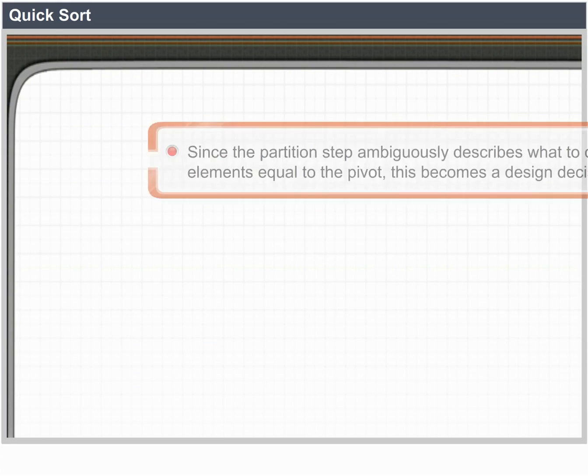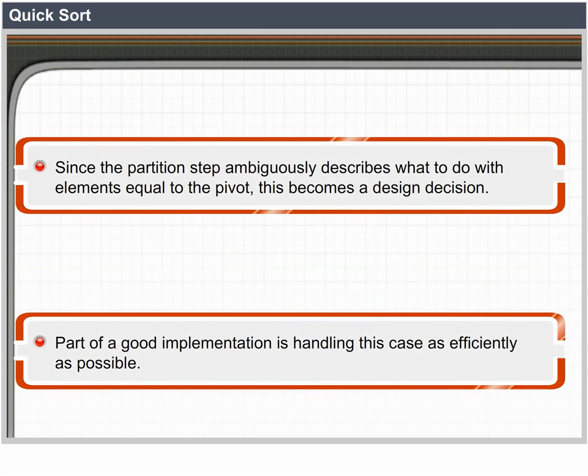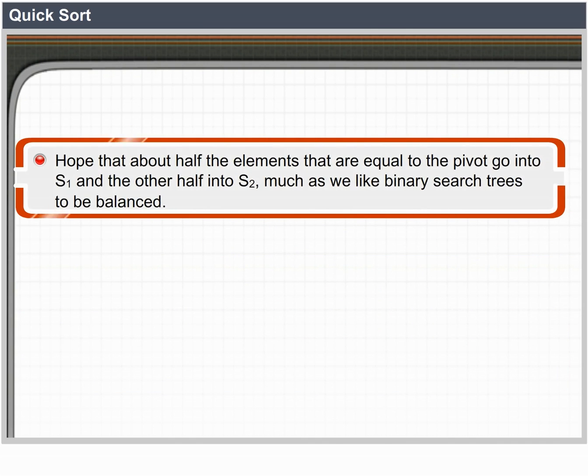Since the partition step ambiguously describes what to do with elements equal to the pivot, this becomes a design decision. Part of a good implementation is handling this case as efficiently as possible. Hope that about half the elements that are equal to the pivot go into S1 and the other half into S2, much as we like binary search trees to be balanced.